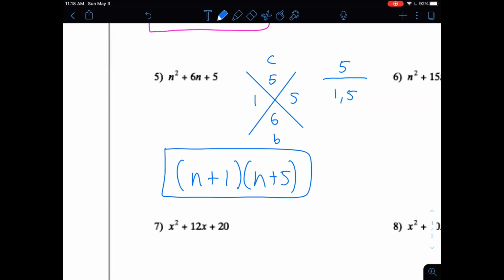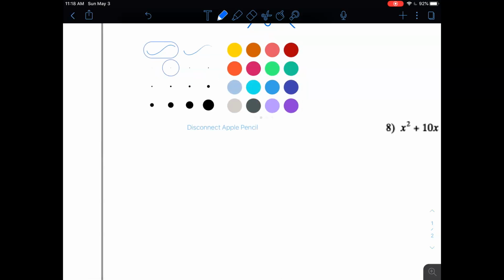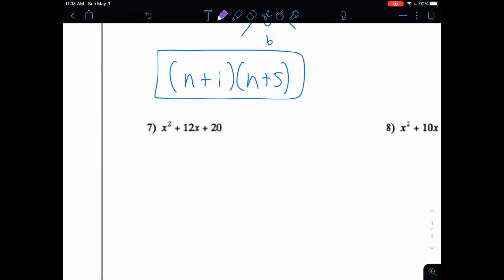So yeah, 5 is a prime number, where the only numbers that multiply to 5 are 1 and 5. That makes it a pretty easy one to factor, because these are the only factors that work, basically, right? All right, last one, then you guys will try a few on your own. We got number 7. We're going to do our diamond. We're going to put C on top. We're going to put B on the bottom.